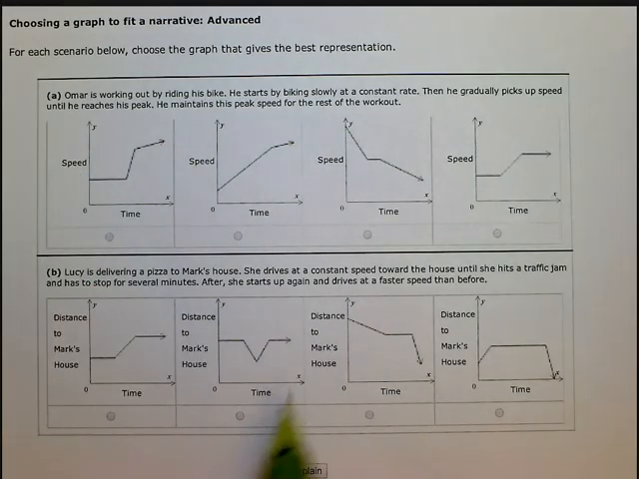He starts riding his bike slowly at a constant rate. Then he gradually picks up speed until he reaches his peak. He maintains this peak speed for the rest of the workout.